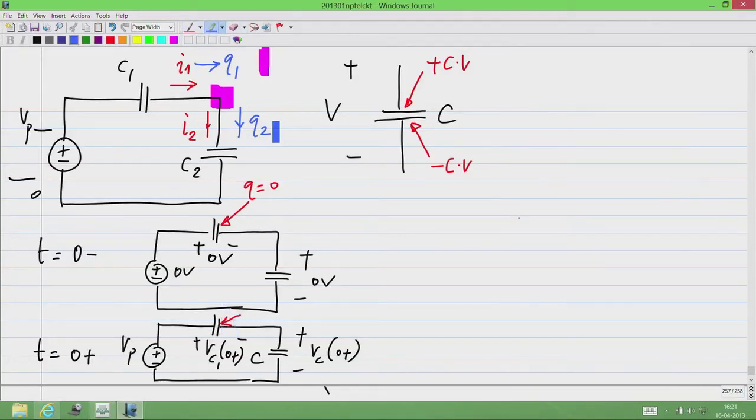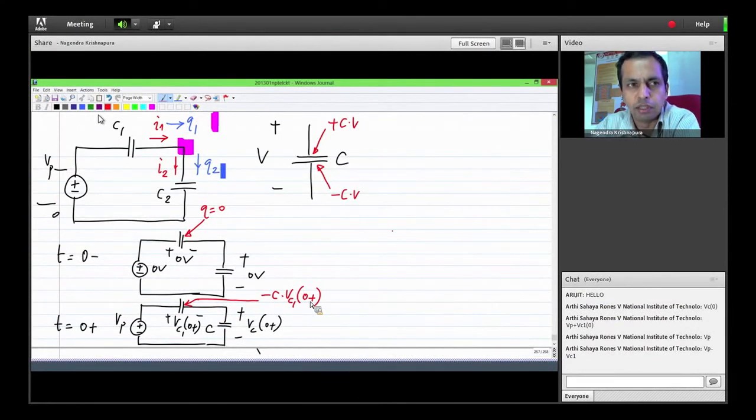So, on this plate we have minus C times Vc1 of 0 plus. That is by the definition of a capacitor. When a capacitor C has a voltage V, there will be plus C times V on one plate, minus C times V on the other plate. It will be plus C times V on the plate with the positive sign of the voltage and minus C times V on the plate with negative sign of the voltage.